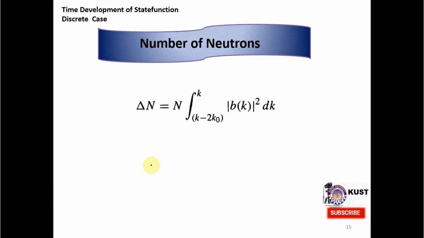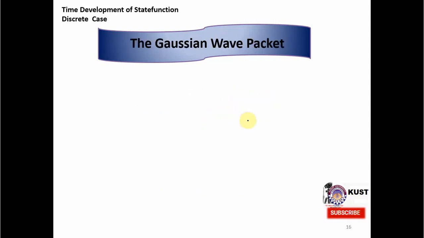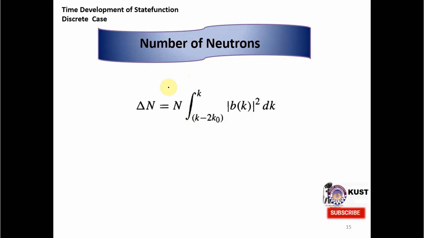We can also find out delta n, the number of particles in this interval. You know that this will be integrated from k naught minus 2 pi over a to k naught plus 2 pi over a, of the probability that is |b_k| squared. From this integral we will be able to find the value of delta n, that is, the number of particles in the chopped beam.